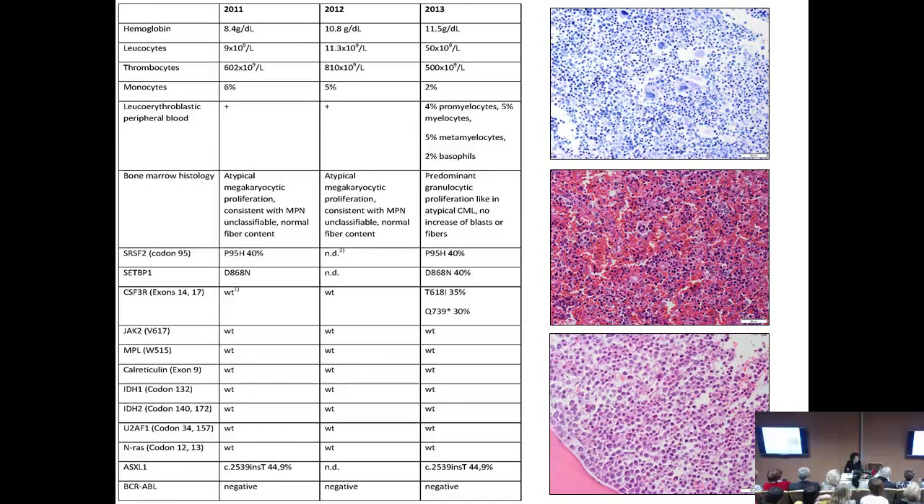This is 2011, this is 2013, and what is new and what is behind this histology, this increase of leukocyte counts, this left-shifted blood picture, is the acquisition of a mutation of the CSF3 receptor, which was not present before, but was present when this phenotypic change occurred.